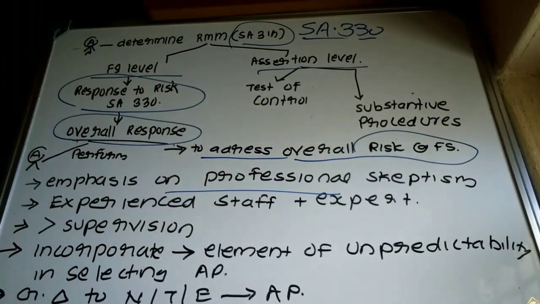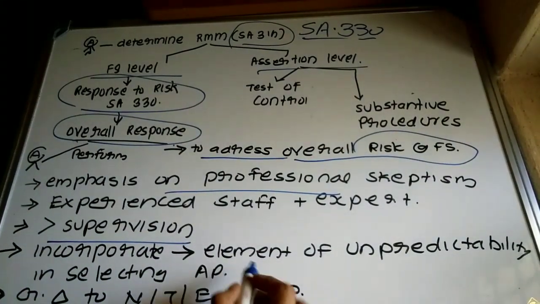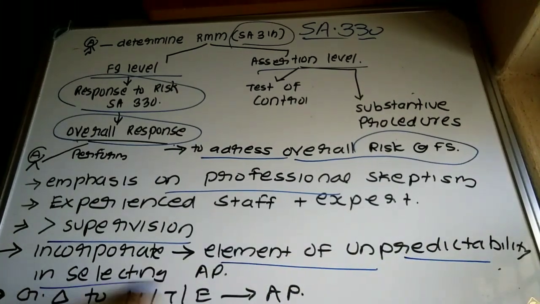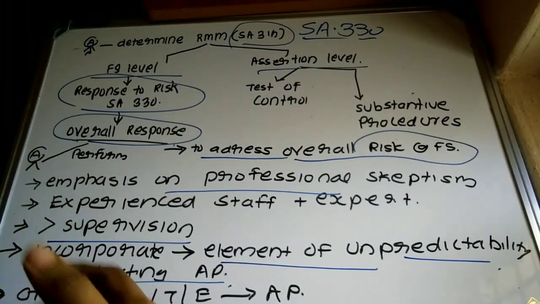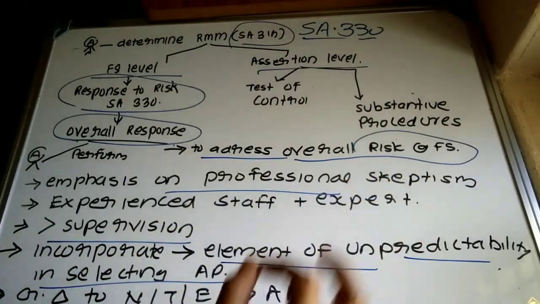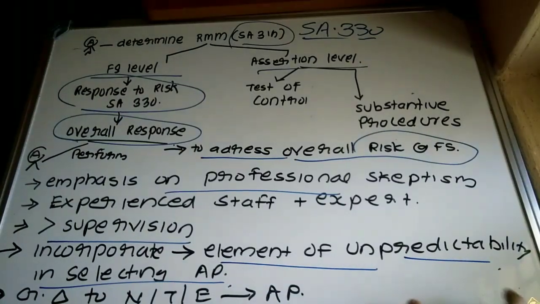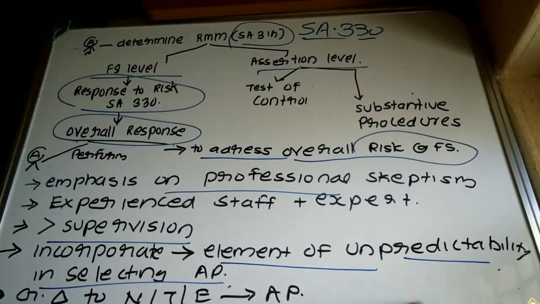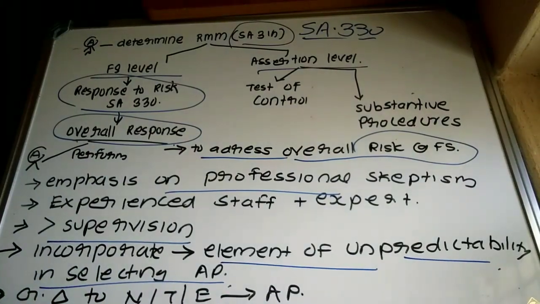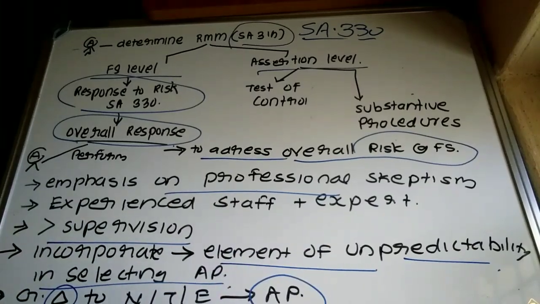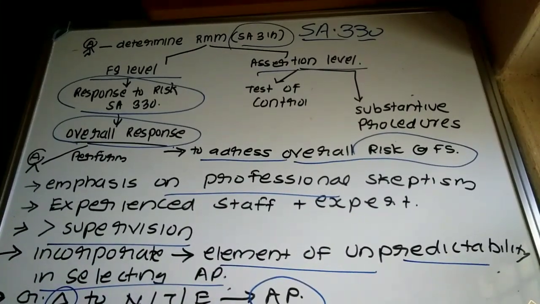Then the auditor may employ more supervision, right? Then the auditor should incorporate an element of unpredictability in selecting the audit procedures. That is, the auditor may employ routine audit procedures, but at the same time a healthy practice is to incorporate an element of unpredictability. Then the auditor has to make some general changes to the nature, timing and extent of audit procedures. Suppose the auditor identified a risk of material misstatement. In that case, the auditor should incorporate certain changes to the nature, timing and extent of audit procedures.